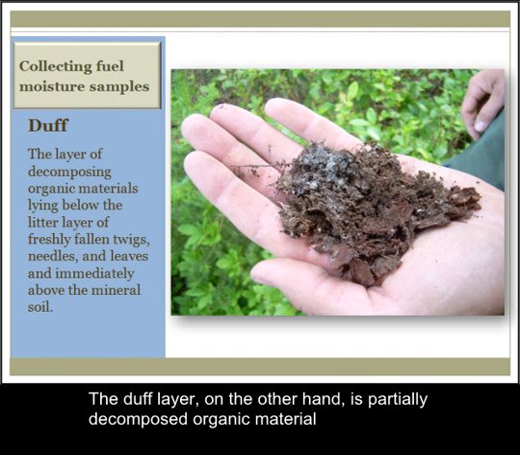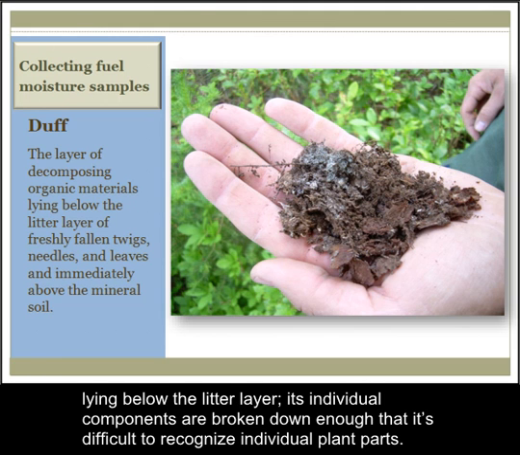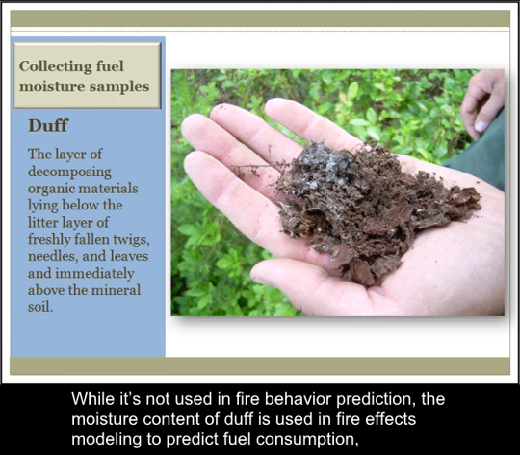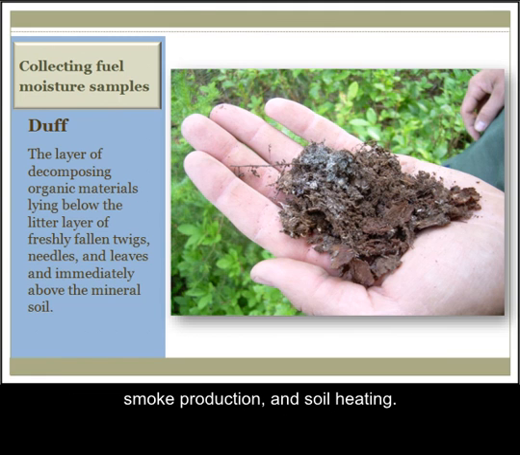The duff layer, on the other hand, is partially decomposed organic material lying below the litter layer. Its individual components are broken down enough that it's difficult to recognize individual plant parts. The duff component is often loosely held together by fine strands of grayish fungal material. While it's not used for fire behavior prediction, the moisture content of duff is used in fire effects modeling to predict fuel consumption, smoke production, and soil heating.